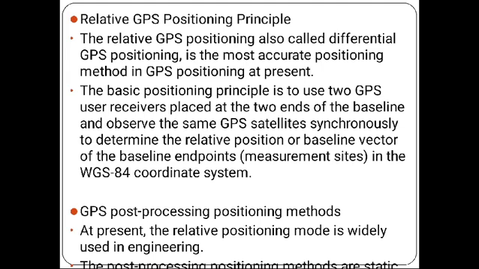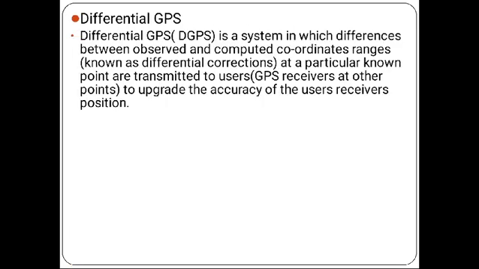Relative GPS positioning principle. Relative GPS positioning, also called differential GPS positioning, is the more accurate positioning method in GPS positioning at present. The basic positioning principle is to use two GPS users placed at the two ends of the baseline to observe the same GPS signal synchronously, to determine the relative positioning or baseline vector of the baseline endpoints in the WGS84 coordinate system. The GPS post-processing system of relative positioning is widely used in engineering.